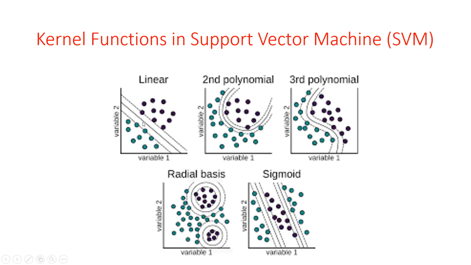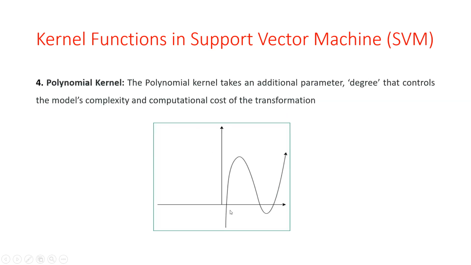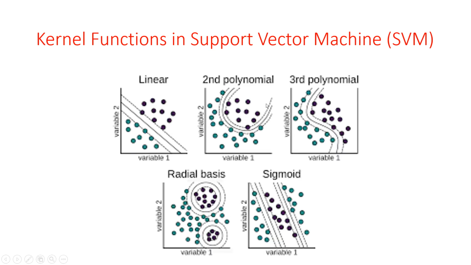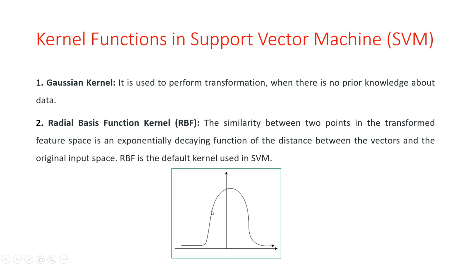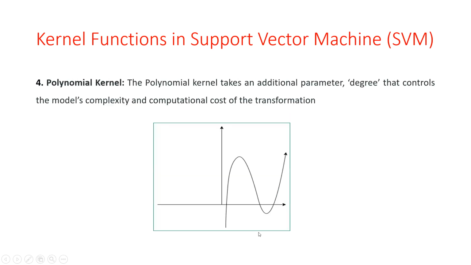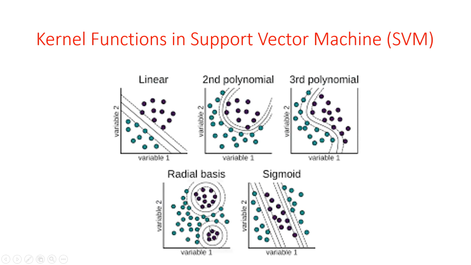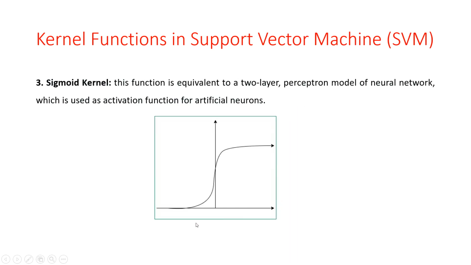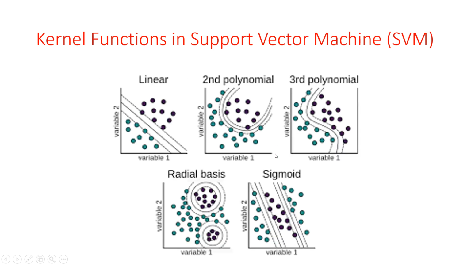So see here, this is a linear SVM, linear classifier. Then second is polynomial. So this is a polynomial. Then the second polynomial, so this is again the polynomial kernel. Then radial basis, how will it be here? So this is a radial basis. This type of radial basis. And how was the sigmoid? This type of kernel.